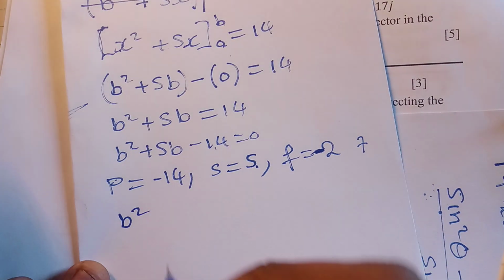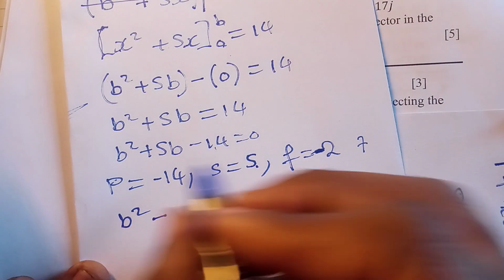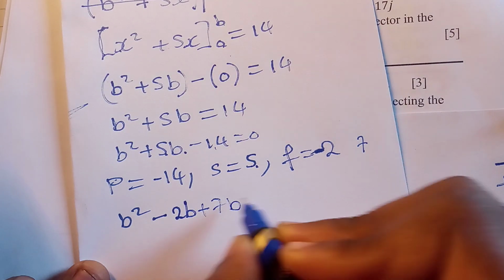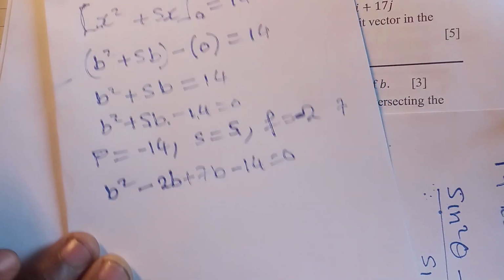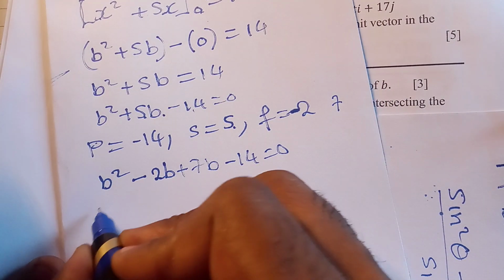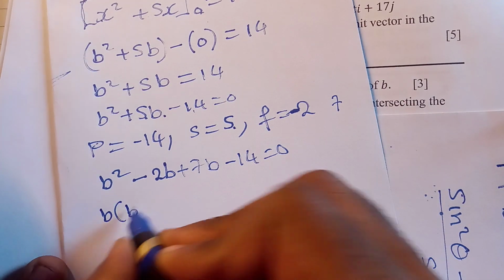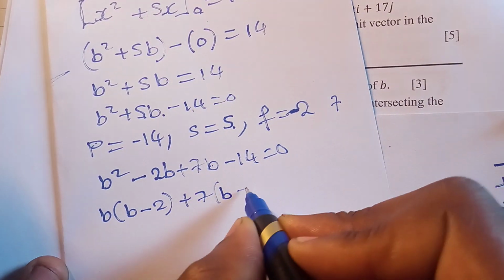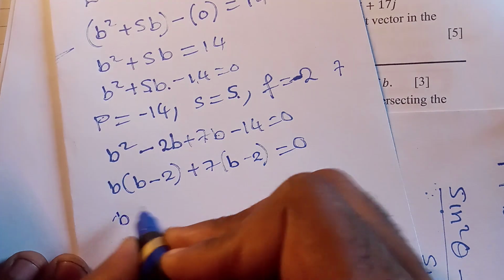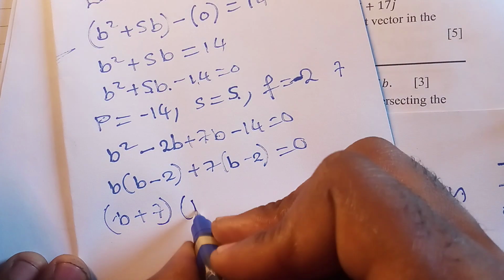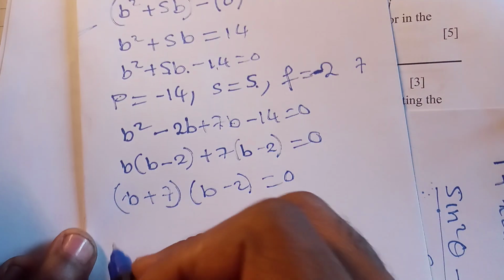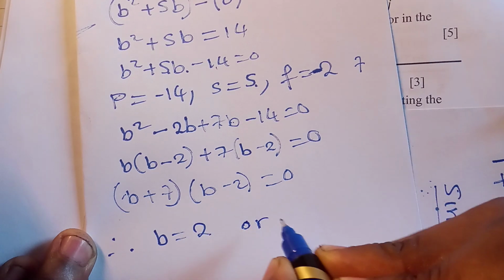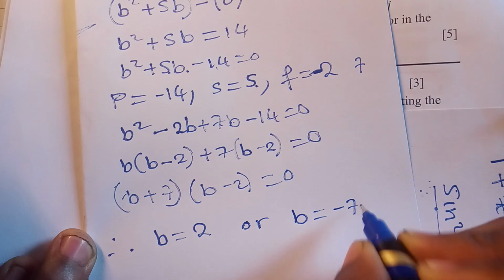Okay, so we have b squared, and then instead of writing 5b, you can write it as 7b minus 2b, minus 14 is equal to 0. So now I can factor the b out here. So I have b plus 7 there, and then minus 2 factored out, so that we have b plus 7, and then b minus 2 is equal to 0. So we can conclude that either b is equal to 2 or b is equal to negative 7.